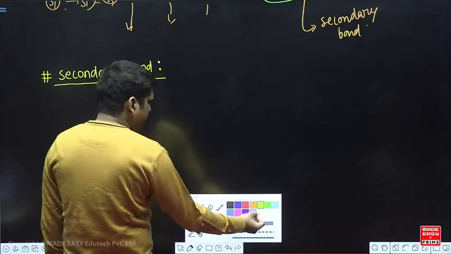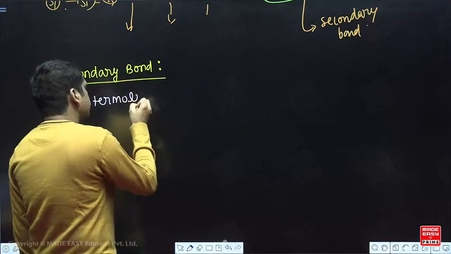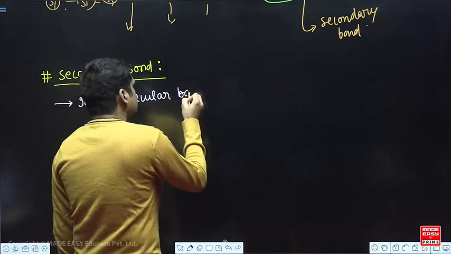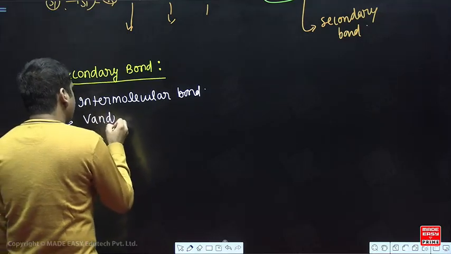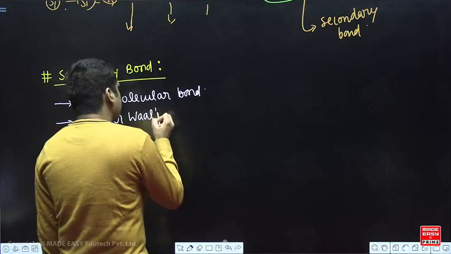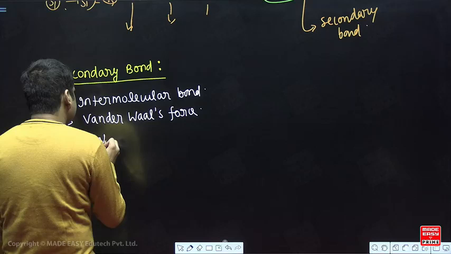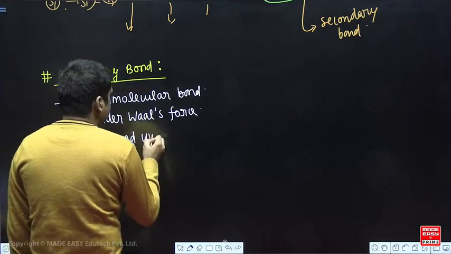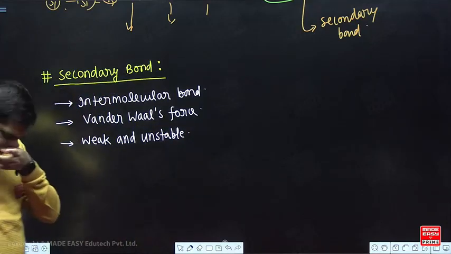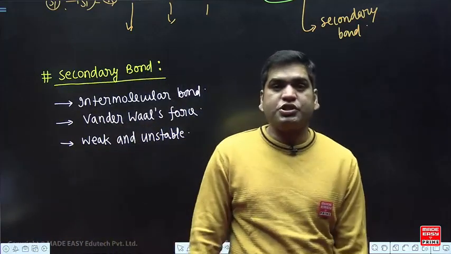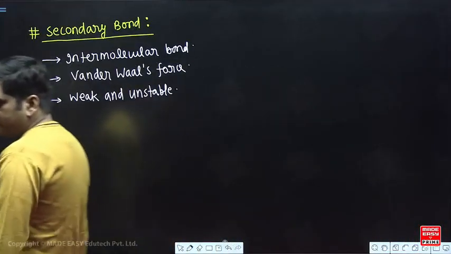First point, intermolecular bond. It is formed between the molecules. The bond is formed due to van der Waals force. Van der Waals forces are weak, so this bond is very weak, and if it is weak, then it is unstable. Any secondary bond can never be stronger than any primary bond. Even the strongest secondary bond will be weaker than the weakest primary bond. Please note it down, then we will categorize.